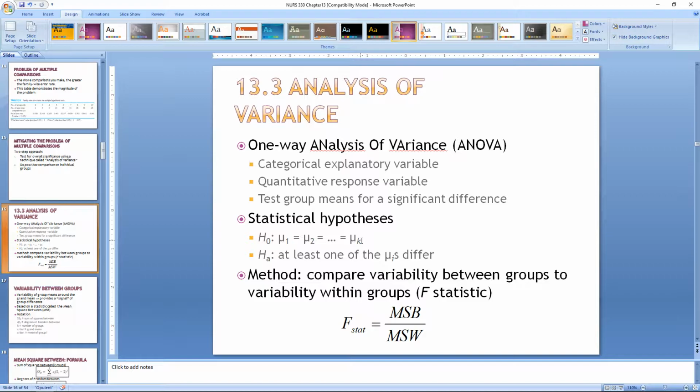So our method is we compare the variability between groups to the variability within the groups, and we get an F statistic. So our F stat is equal to our MSB over MSW. And this is going to be the difference between the groups and the difference within the groups, our means between the groups and our means within the groups. This might sound confusing, and we're going to go over it in the next couple of slides. But this is the formula we use to calculate our F statistic.